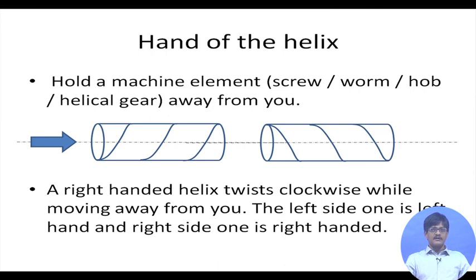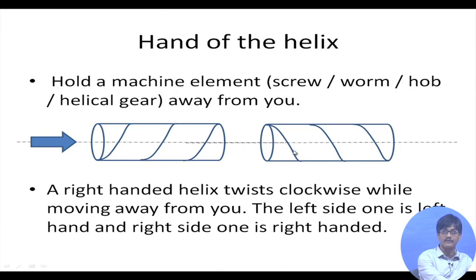The basic procedure is, hold a machine element, it might be a screw, a worm, a hob, a helical gear, away from you. That means this particular arrow is designating that you are here, and you are holding this away from you. It's going away from you. If it's a right-handed helix, it twists clockwise while moving away from you. So this is moving away from you, but in which direction is it twisting? Obviously, it's twisting counterclockwise, so this cannot be a right-handed helix.